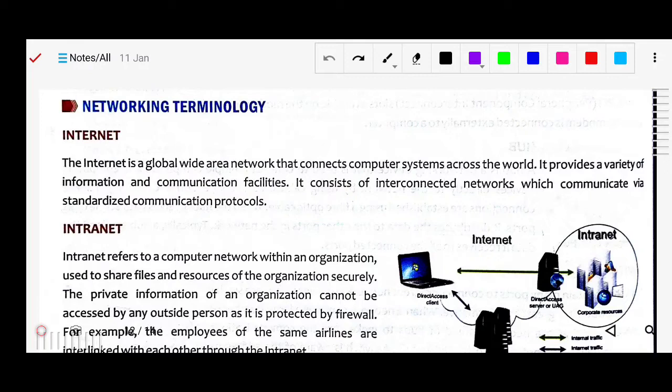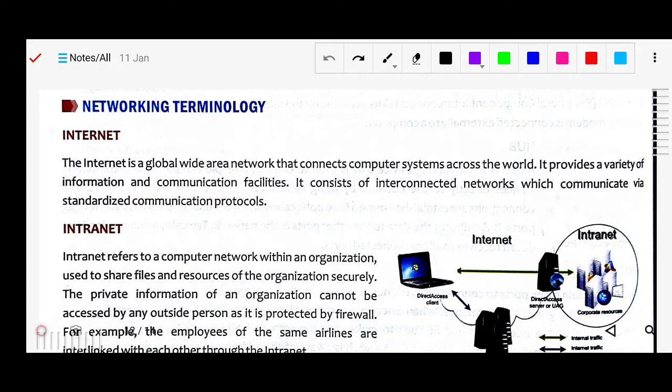In the last class, we have seen types of networks and networking devices like modem, hub, switches, repeaters, and types of networks like local area network, cluster area network, wide area network. About routers, gateways, bridges, we have seen all these things. So now the next part is our networking terminology.